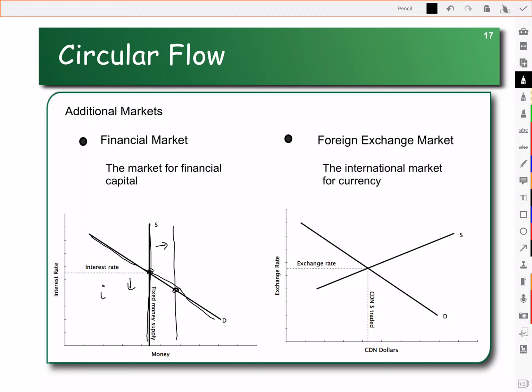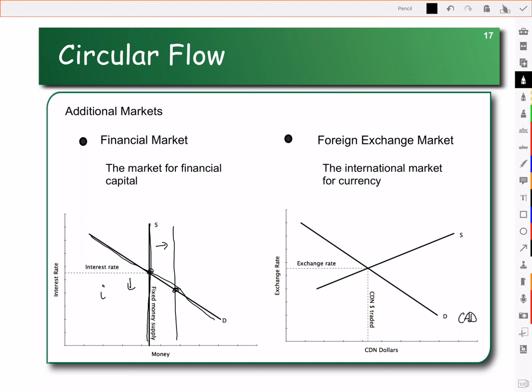So we can have demand and supply in the financial market just like we do in the other markets we've looked at. The difference here is supply is a vertical line. In the foreign exchange market, we're looking at the demand and supply for the Canadian dollar as it relates to other currency. So for example, we can have the demand for the Canadian dollar here.